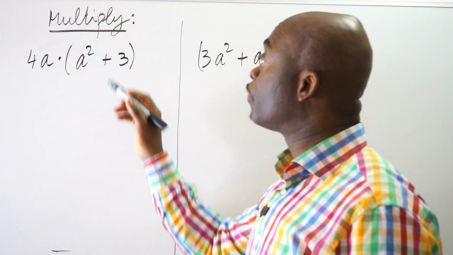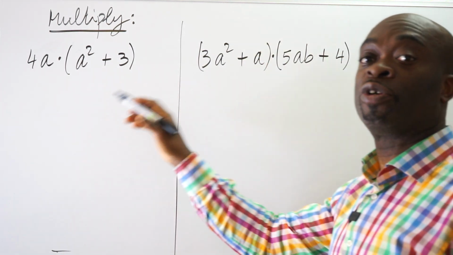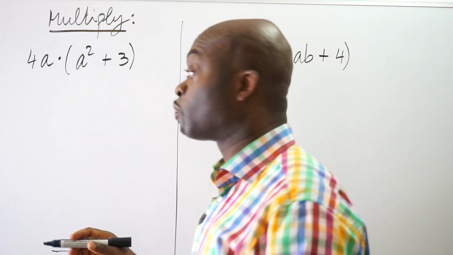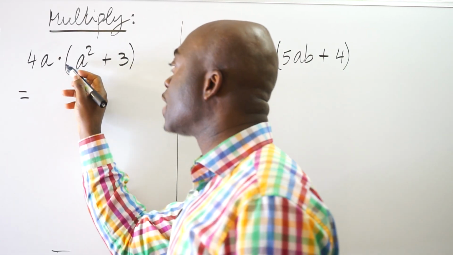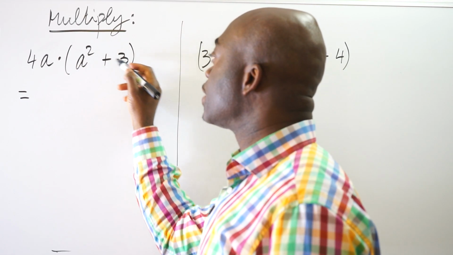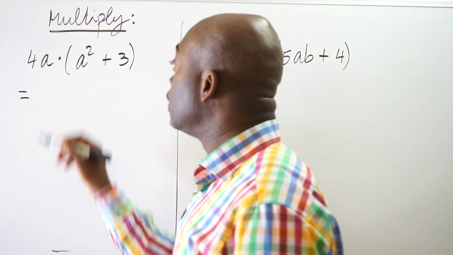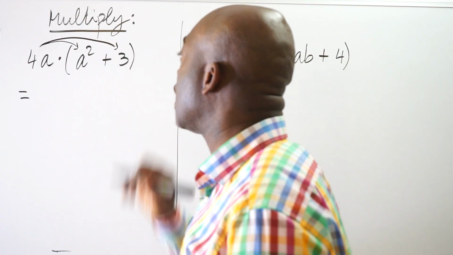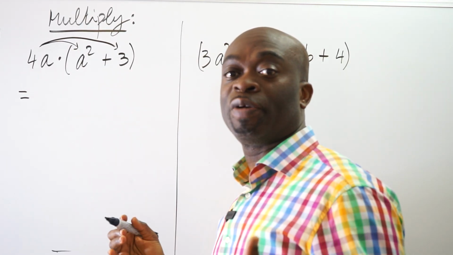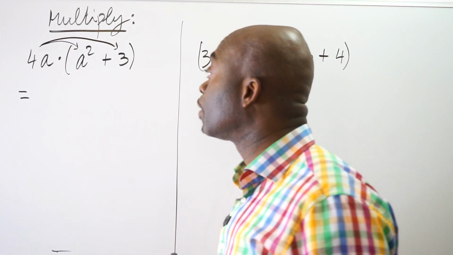Ladies and gentlemen, we're solving for these two problems here, but we're going to do it one at a time. We're multiplying these expressions. So what's going to happen? We take the first one. This is 4a times, parenthesis, a to the second power plus 3. So we're going to do 4a times a to the second power, and the same 4a times 3, in order to remove the parentheses and combine like terms, all right?